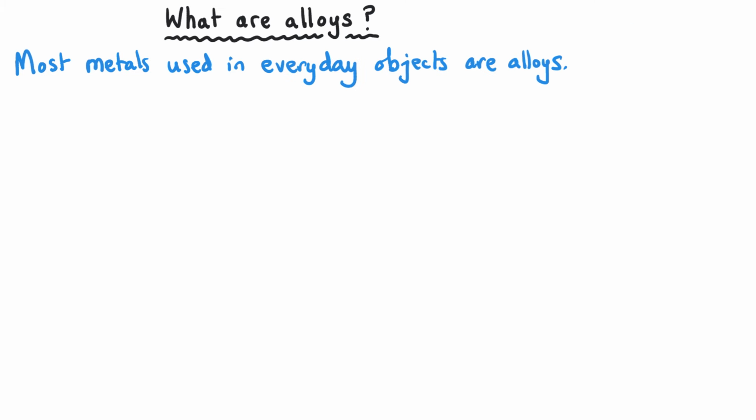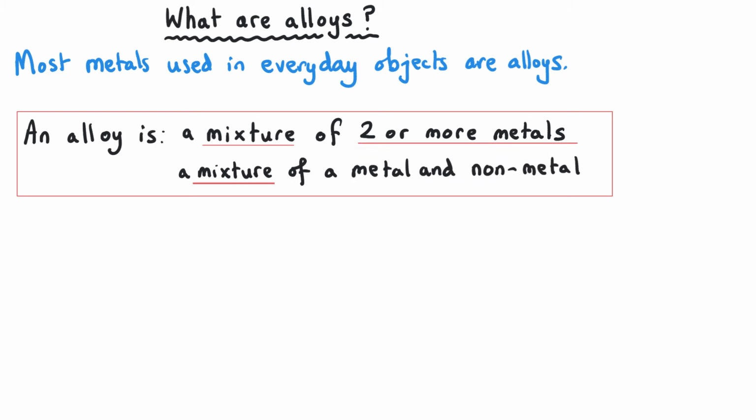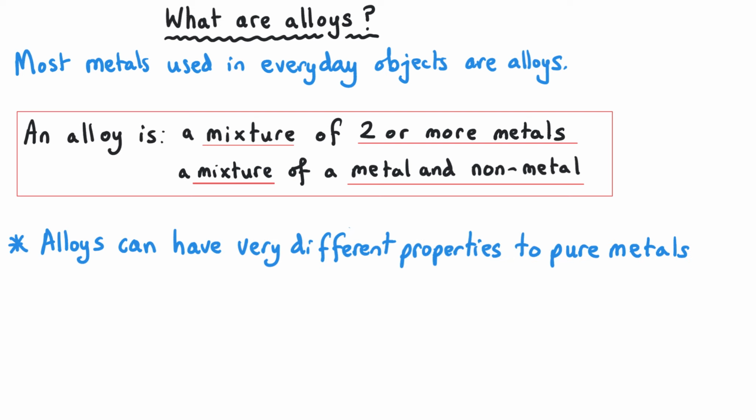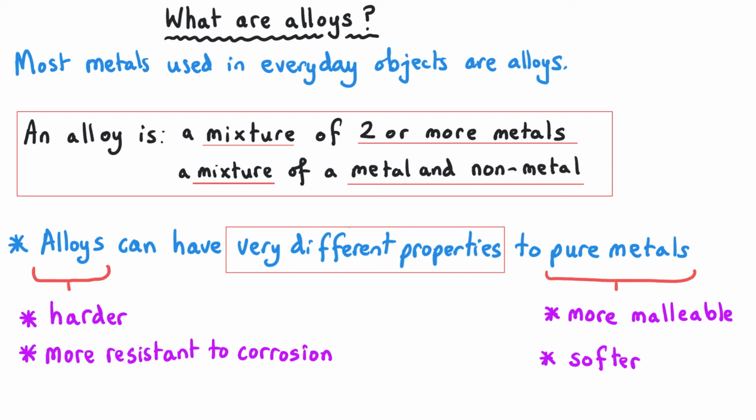Most of the metals that we use in everyday objects are alloys. And an alloy is a mixture of two or more metals, or it can be a mixture of one metal with some non-metals mixed in. And the reason that we do this is once we get the mixture, the properties of the metal change. And so, for instance, pure metals might be more malleable or softer, and the alloys that we produce could be harder or more resistant to corrosion. And so scientists mix together the metals and they create an alloy that has got the properties that they want.